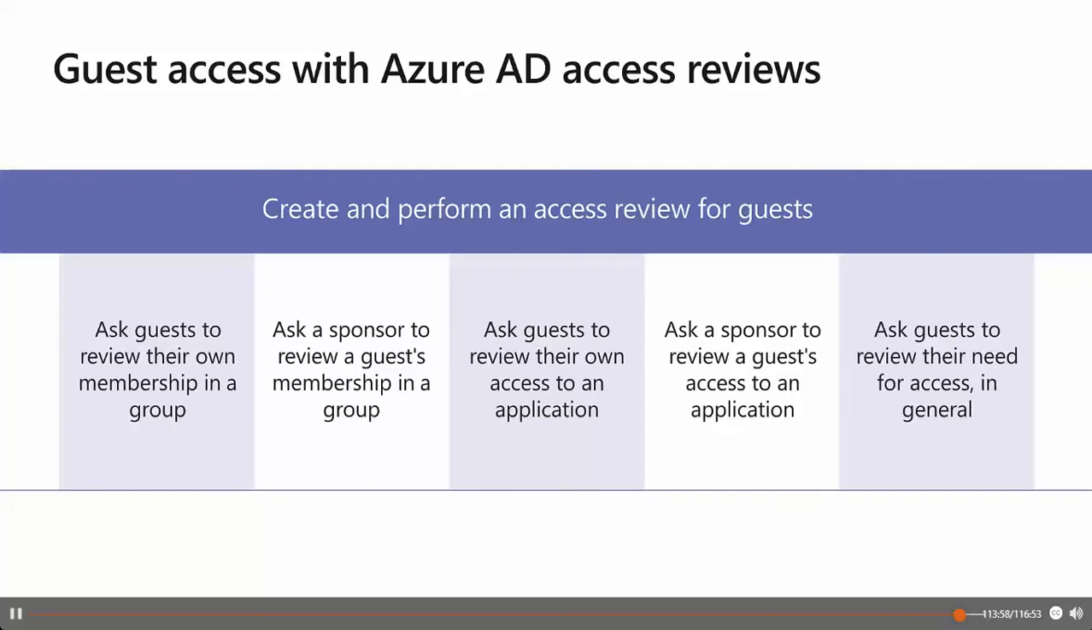So for example, you can ask your guests to review their own membership in a group, a sponsor that can be asked, the owner of the application also, you can ask the guests to review their need for an access in general. That gives you really a good capability to work with these access reviews, to always recheck, is it really needed that the user has access to the specific resource.